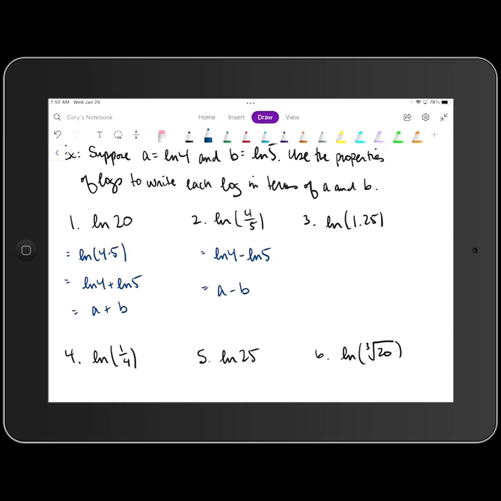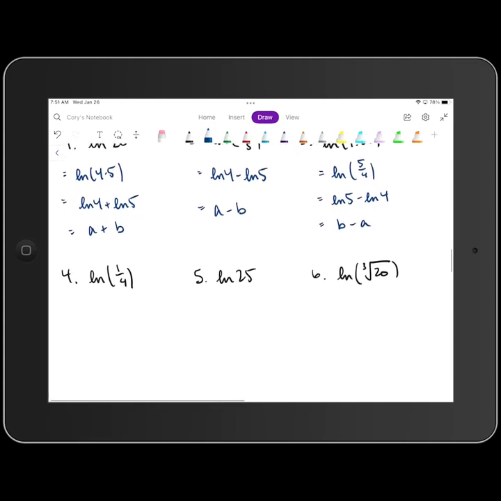For number 3, we have the natural log of 1.25. Well, if we think about 1.25 written as a fraction, that would be 5 over 4. And then we can use the same property as we did with number 2. That's going to be the natural log of the numerator, 5, minus the natural log of the denominator, 4. Again, the natural log of 5 is b, minus the natural log of 4 is a.